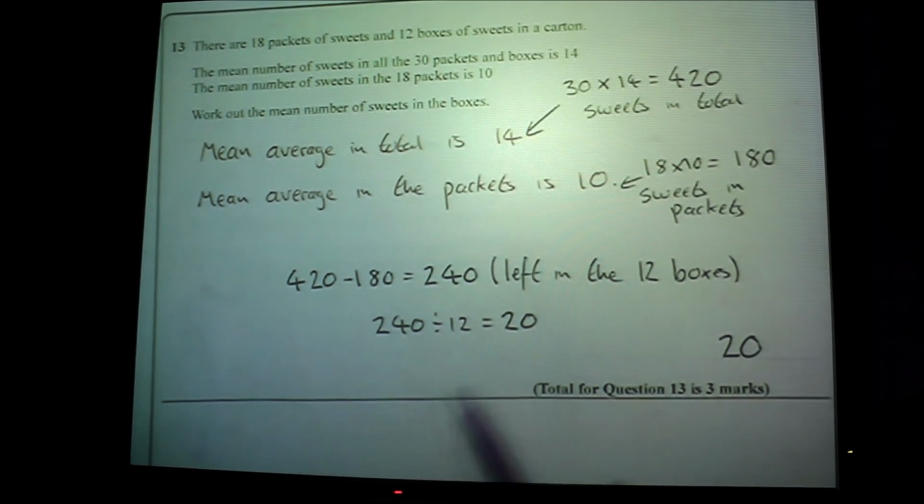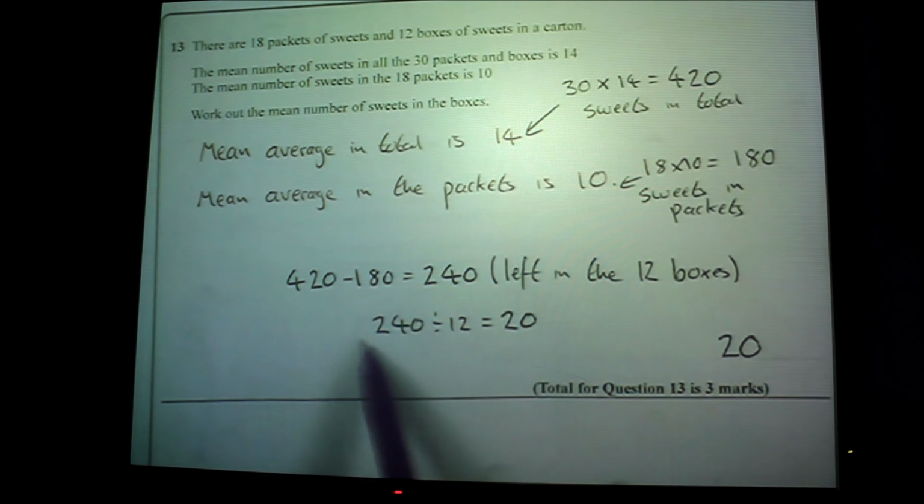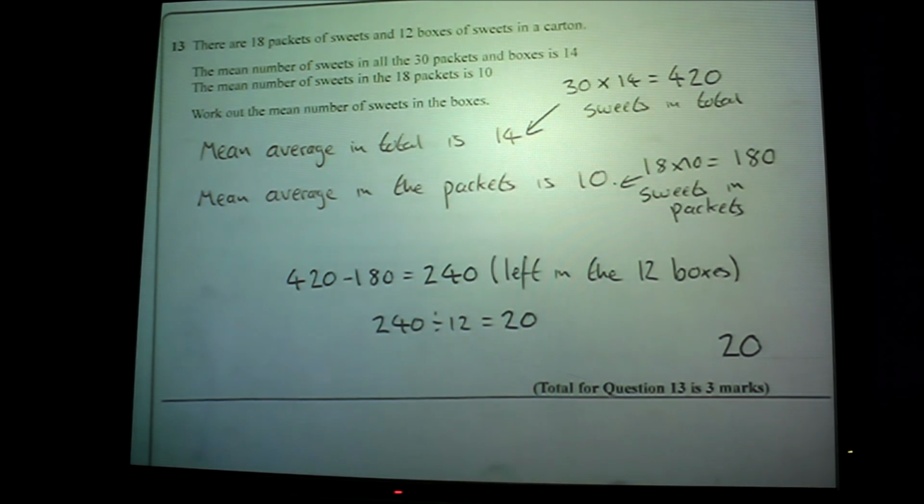So to find the mean average, you do the total number of sweets in the boxes, divide by the number of boxes, which gives you 20. So the mean number of sweets in the boxes is 20.